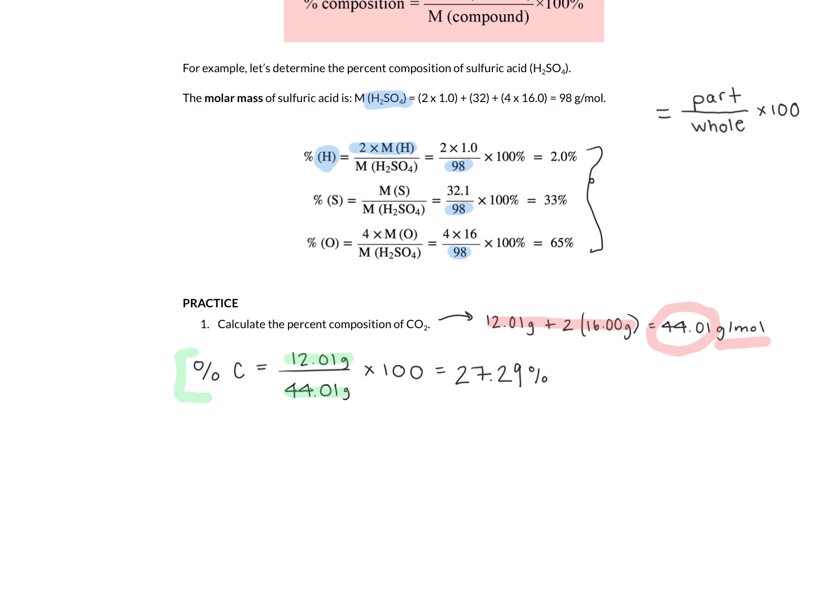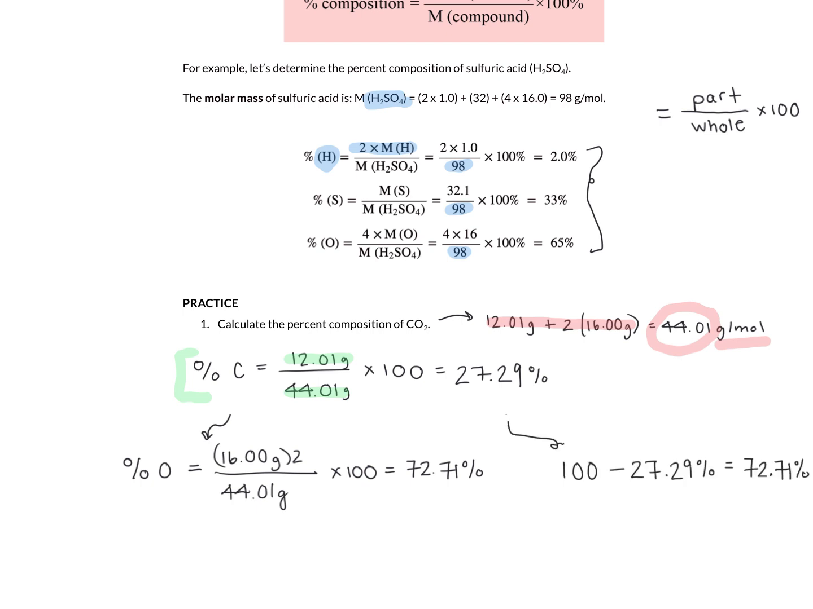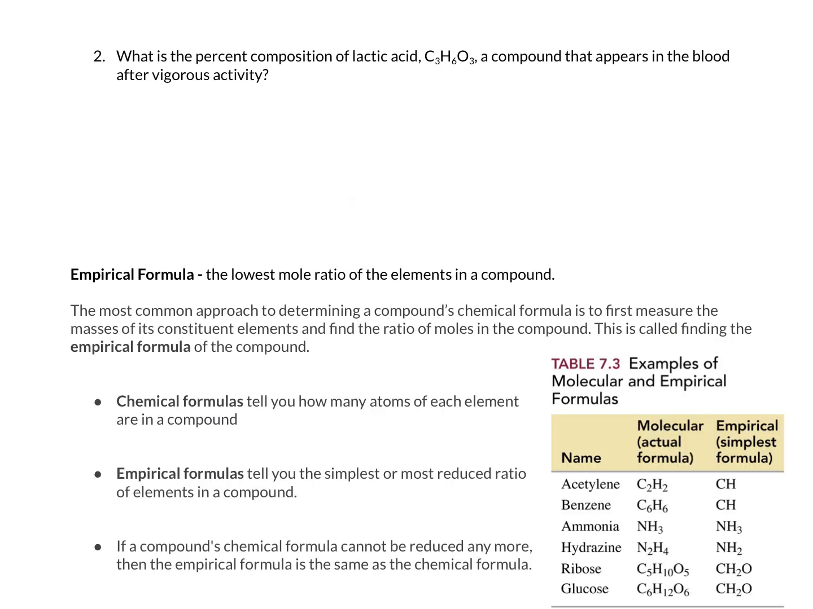Now try to calculate the percent oxygen. One way to do this is to put the mass of oxygen over the mass of the whole thing times 100. That'll give you 72.71%. Maybe you can think of another way to do this. We only have 2 elements in the compound. The other way is to just subtract the first one from 100. The 2 percents together have to add up to 100%, just like the 3 percents in H2SO4 have to add up to 100. Pause to do problem 2 and then check your answers after you've completed it.